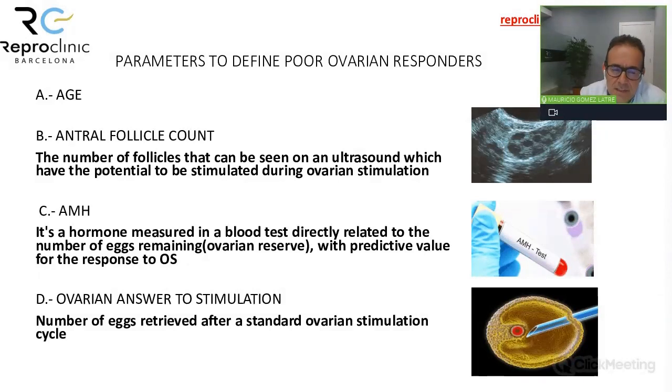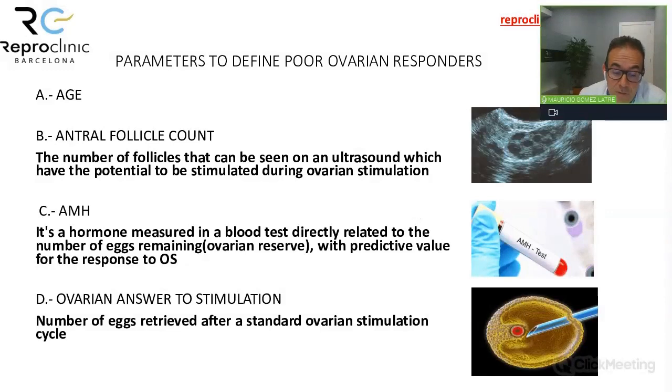The antral follicle count is the number of follicles that can be seen on ultrasound which have the potential to be stimulated during ovarian stimulation. They are considered less than 10 millimeters observed at the beginning of the cycle, and they will be able to answer and grow after an ovarian stimulation in that cycle. It's demonstrated that less than 6 total follicles are associated with more cancellation rates. We mean cancellation as the interruption of the cycle due to a very low response during the stimulation phase.